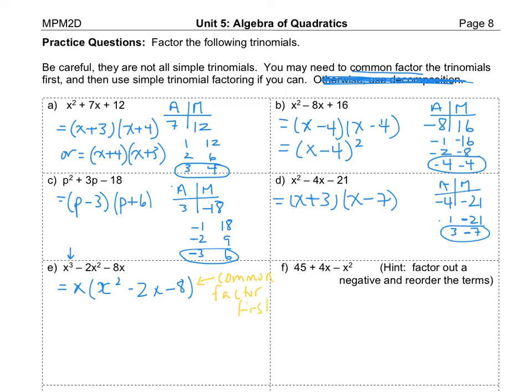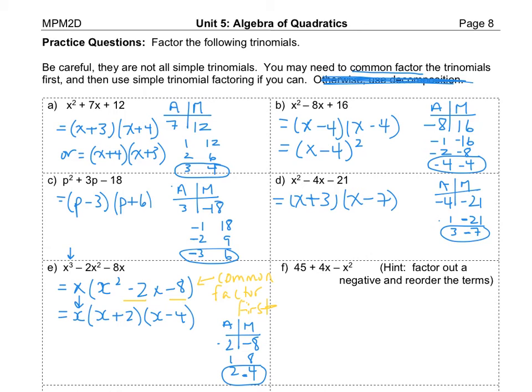Always common factor first. Okay, now what I have in here is a simple trinomial where I'm looking for two numbers that are going to add to -2 and multiply to -8. So 1 and 8, 2 and 4. Oh, I think that's going to do it. 2 and 4. If I make the 4 negative and I add 2 and -4, I get -2. So my factored form is just going to have the x still copied down there, and then the other part is going to become x plus 2 times an x minus 4.